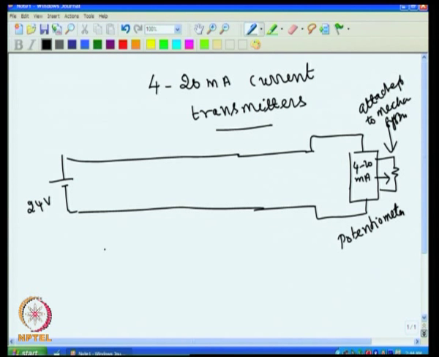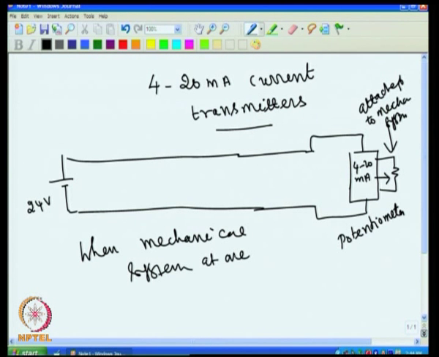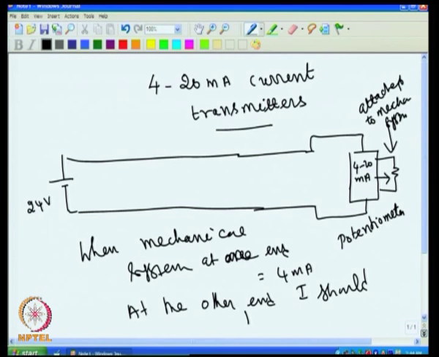For example, when the mechanical system is at one end, then the current will be 4 milliampere, and at the other end of the mechanical system, the current should be 20 milliampere. So in the middle, suppose the mechanical system is in the middle, then the current will be 12 milliampere. So obviously, it varies linearly.